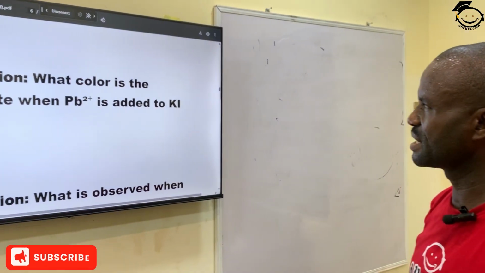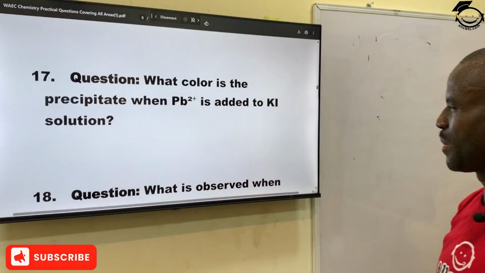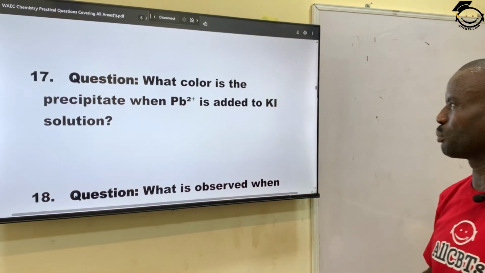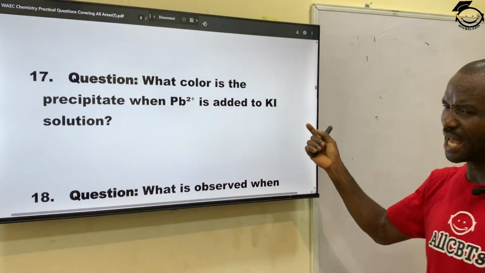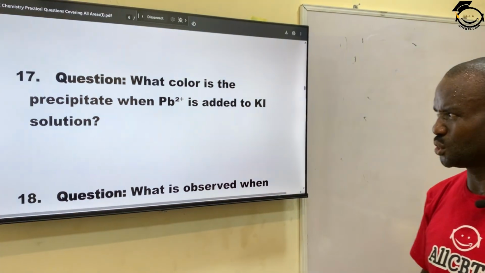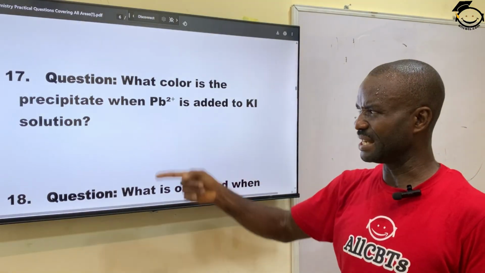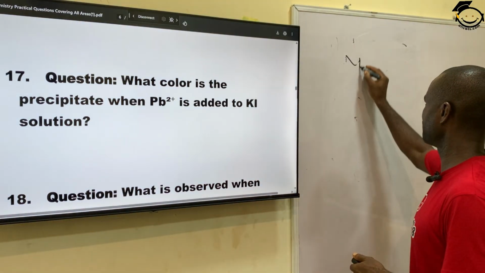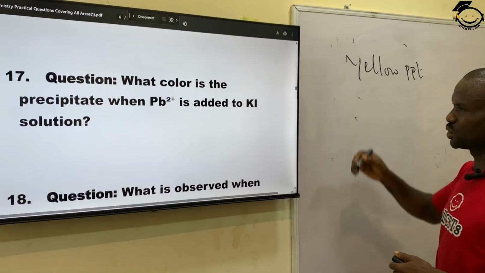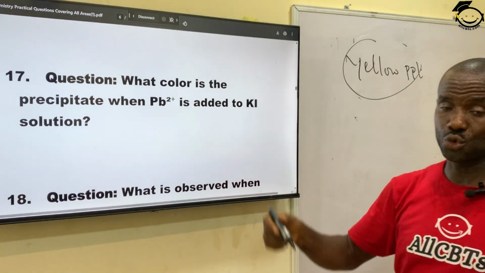Question 17 says, what color is the precipitate when lead II is added to potassium iodide? Potassium iodide is a reagent for identifying lead in solution. When you react potassium iodide with lead, you will see a yellow precipitate. Yellow precipitate is used to identify lead II.